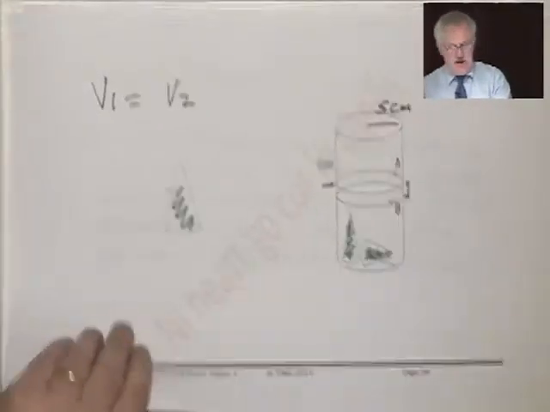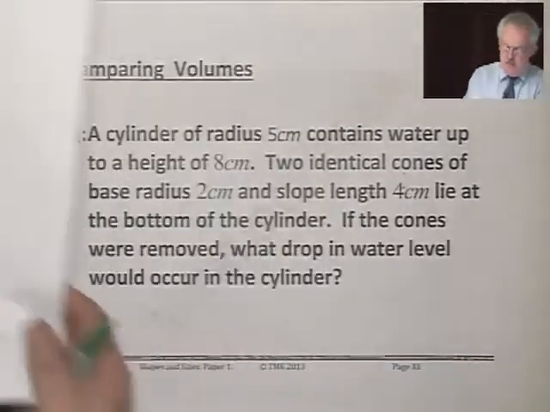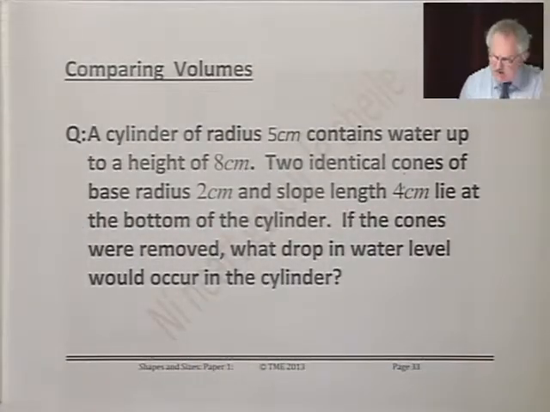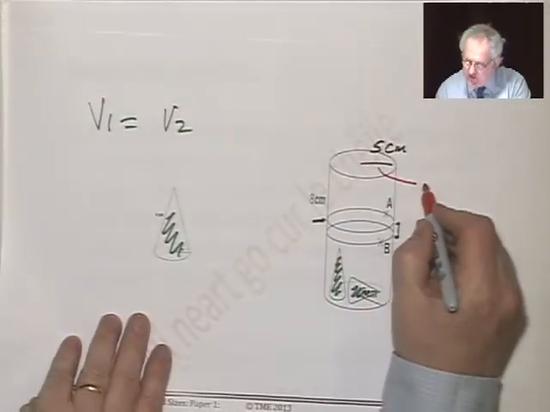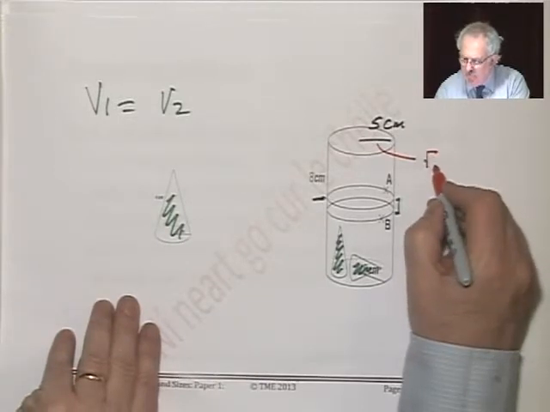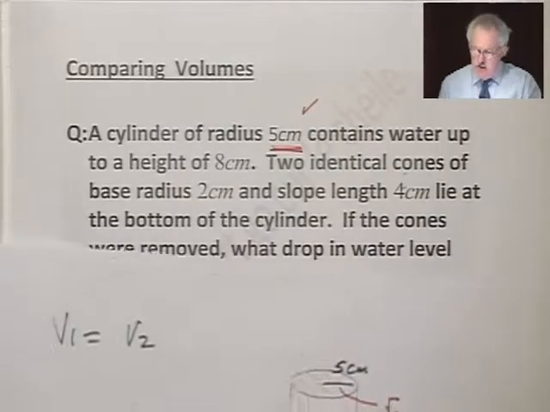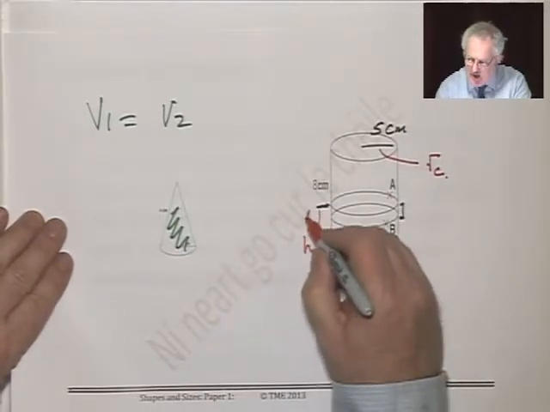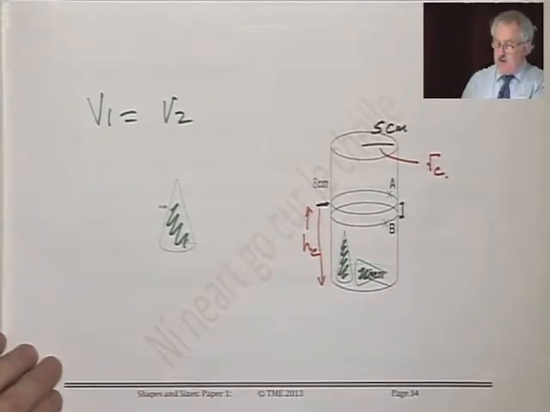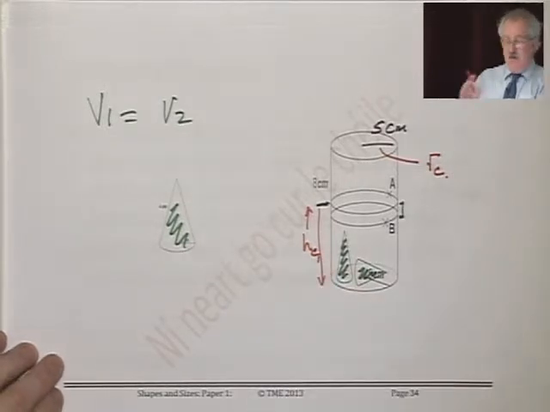So now we start looking and say, well, what numbers did they give us? We read the question again and we say the cylinder is radius 5. That's important. So that's this fella here, and that's the cylinder. So that might be R for the cylinder. The height is 8 at the moment. We might call that H there for the cylinder at the moment, or HC1 for now.